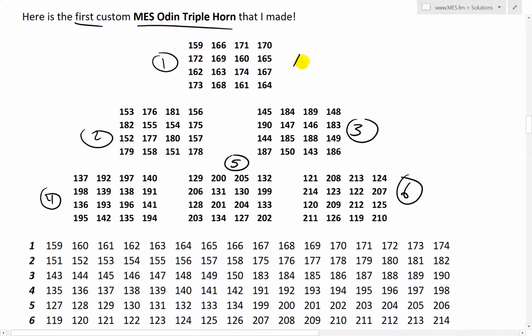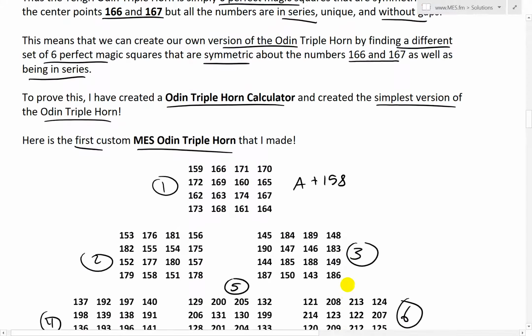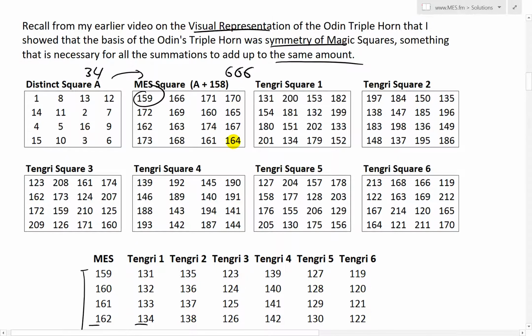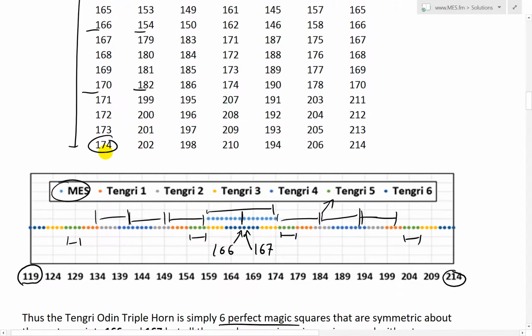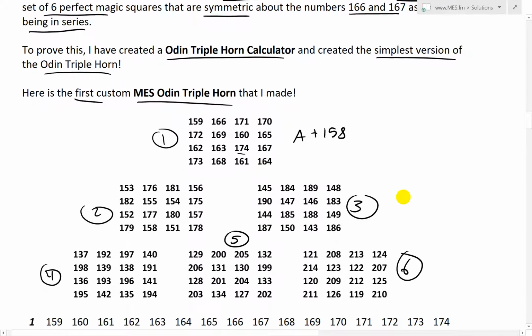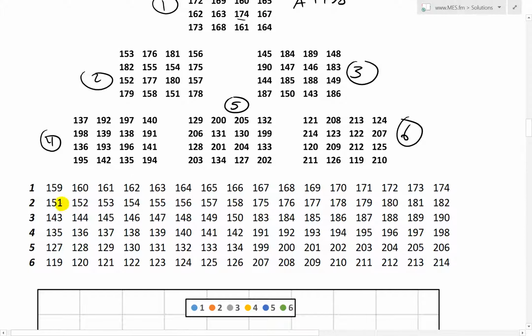That's a distinct A plus 158. And that's the same one as above here. That's exactly here, 159, 164, etc. And it goes all the way to 174. 159 to this 164, 174 is the max. And then when you graph this from smallest to largest, you'll see 159 all the way to 174, like that.